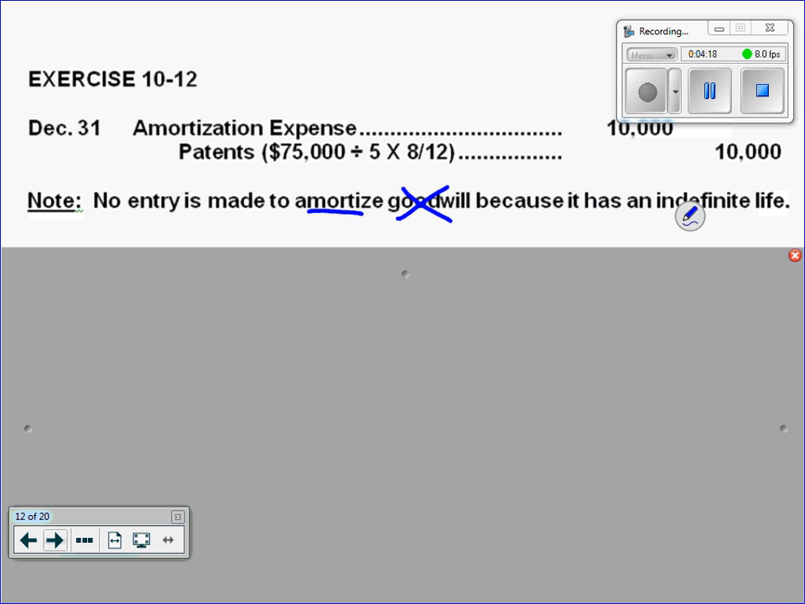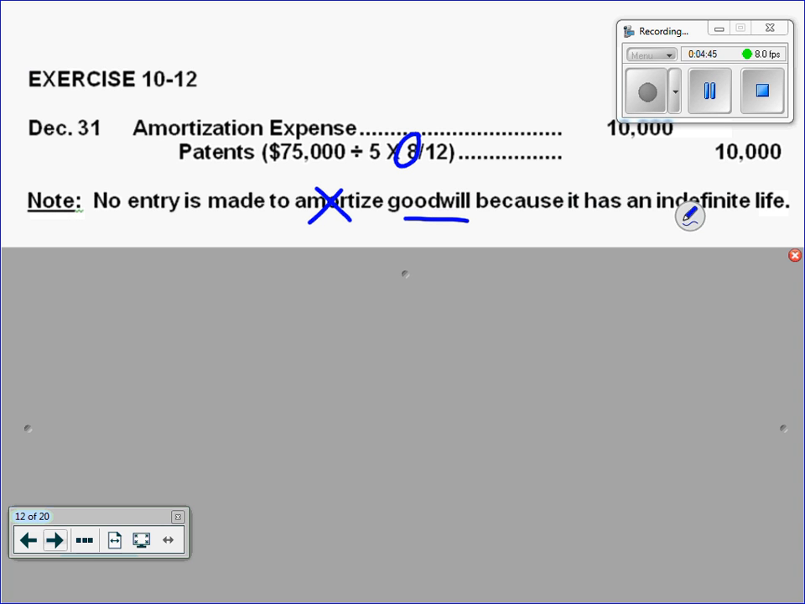I should have done that different, sorry. We're not going to amortize goodwill because it has an indefinite life. As far as the other one, we purchased a patent at $75,000, hoping to use it for 5 years with a legal life of 20 years. Okay, this does matter when we purchased it.